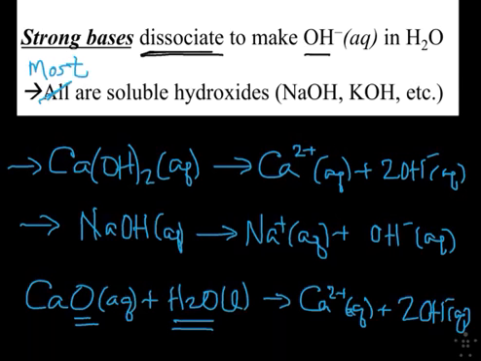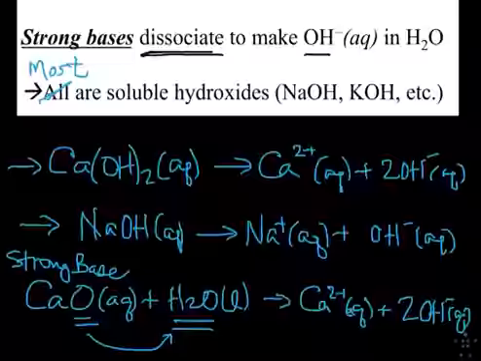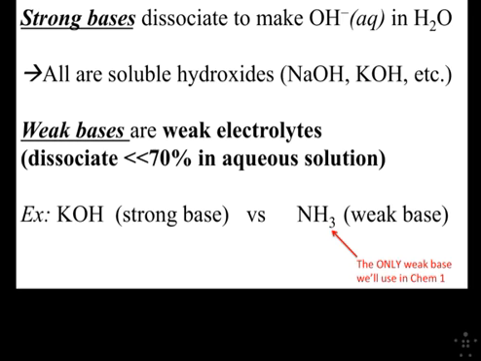So a very strong reaction there. And so that's another strong base, but we won't really use that in Chem 1. We'll talk about it more in Chem 2. So what about weak bases? Weak bases are what we'd call weak electrolytes, so they dissociate much less than 70% in aqueous solution.